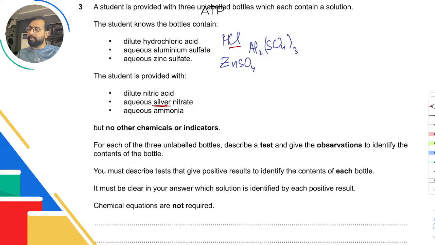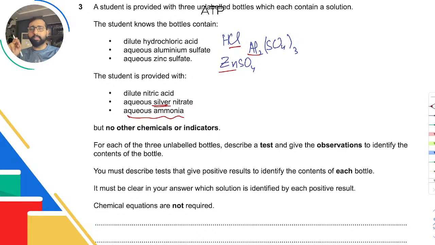Similarly, aluminum and zinc, you can test them using aqueous ammonia. You know that when aqueous ammonia is added, it is one of the 2 reagents, along with sodium hydroxide, that we use to test for cations. If you don't remember, look at the live stream from Friday, in which we talked about cations and then we talked about anions.